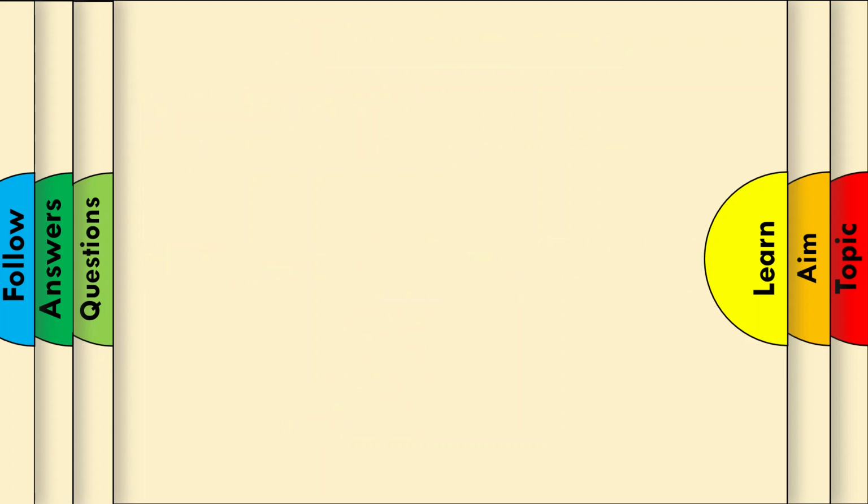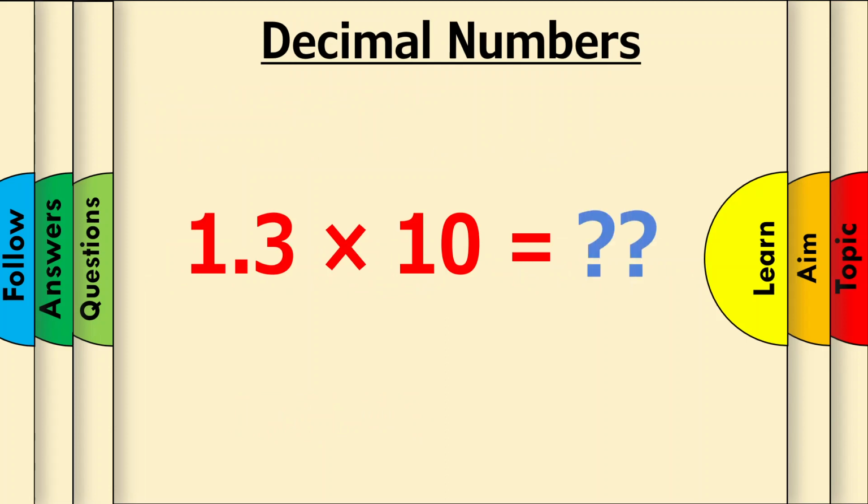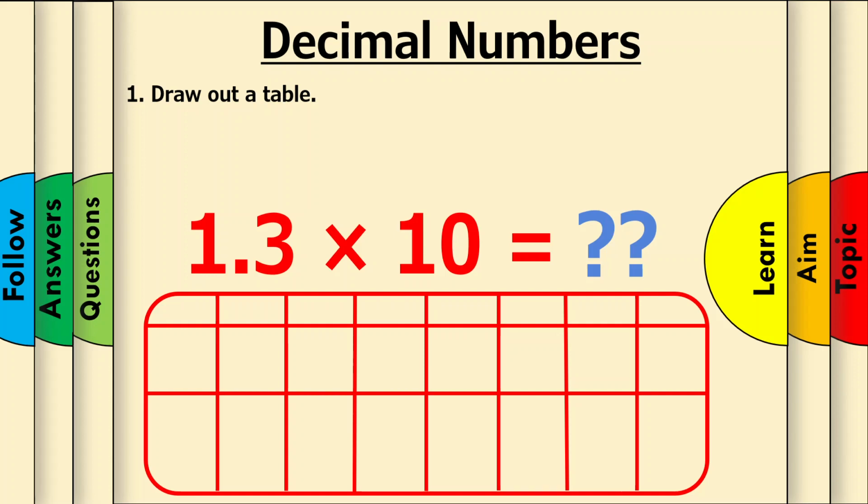Decimal numbers. Here's an example question. 1.3 times 10 equals what? First, draw out a table like this one here. We label our columns like this. The first column is the thousands, then hundreds, then tens, and units. Now, we write a decimal point and write tenths, hundredths, thousandths, and ten-thousandths.